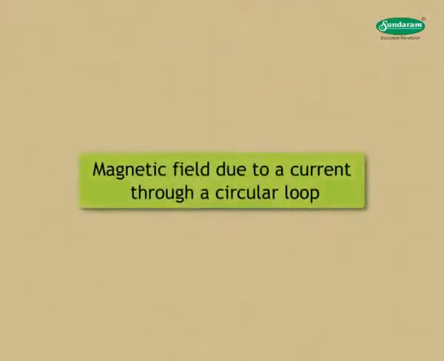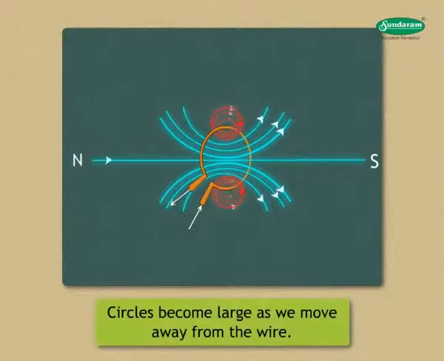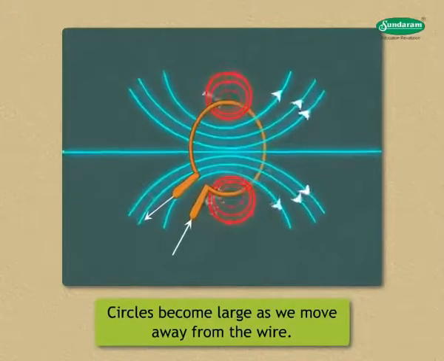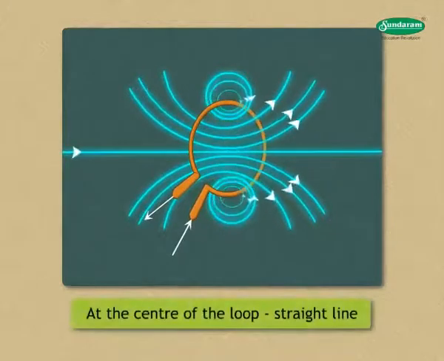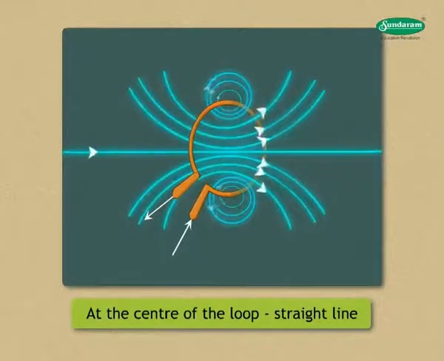Let us move to the next topic, magnetic field due to a current through a circular loop. It is seen that at every point of the loop, the lines are in the form of concentric circles, but these circles would become large as we move away from the wire. At the center of the loop, the arcs of these circles would appear as straight lines.